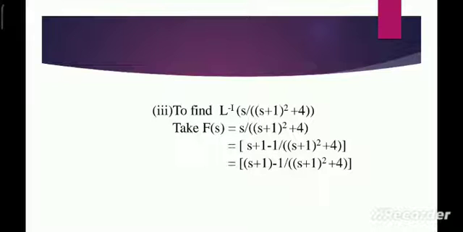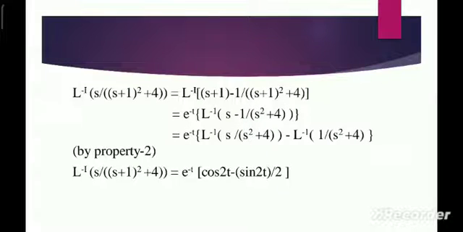The third question is to find L inverse of s by (s plus 1) the whole square plus 4. Here also, in the denominator we have s plus 1 the whole square, so I want the same term in the numerator. For that I'm just adding and subtracting 1 here. Hence the numerator can be written as s plus 1 minus 1 divided by (s plus 1) the whole square plus 4.